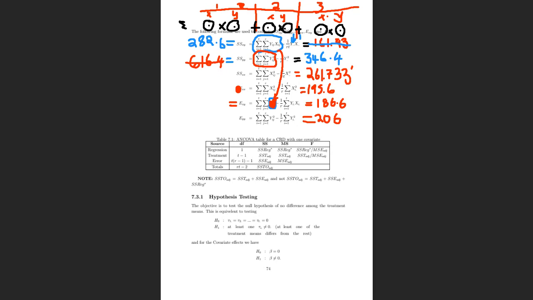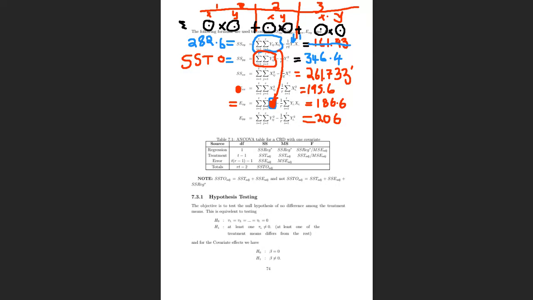So now, guys, you have this summary, and I explained that this SSYY is the same as SSTO. It's the same as SSTO. So you have your SSTO there, which is 346.4.